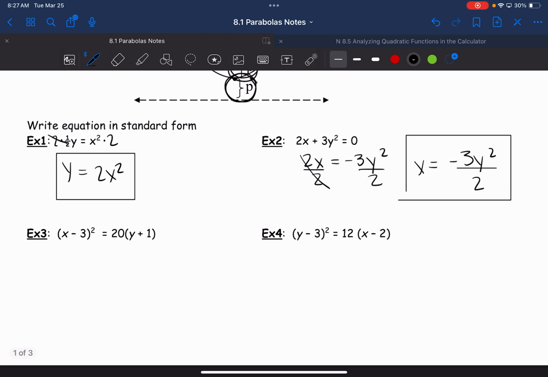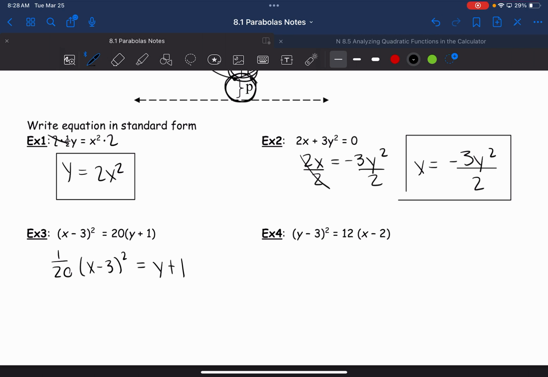Okay, on example 3, which variable were we solving for? Y. Okay, so right now we can't do much with y because it's a quantity being multiplied by 20. So the first thing we probably did was what? Probably divide by 20 or distribute so that you can then move something over. Same thing happens either way. Okay, if I divided by 20, then I would have 1 over 20 times x minus 3 quantity squared equals y plus 1, right?